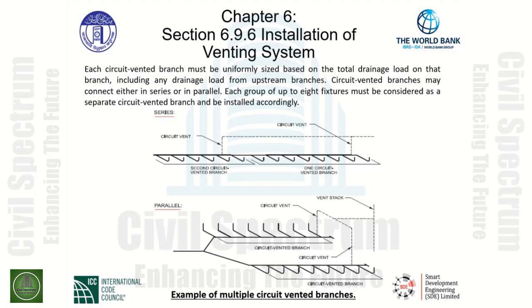Each circuit vented branch must be uniformly sized based on the total drainage load on that branch, including any drainage load from upstream branches. Circuit vented branches may connect either in series or in parallel. Each group of up to 8 fixtures must be considered as a separate circuit vented branch and be installed accordingly.